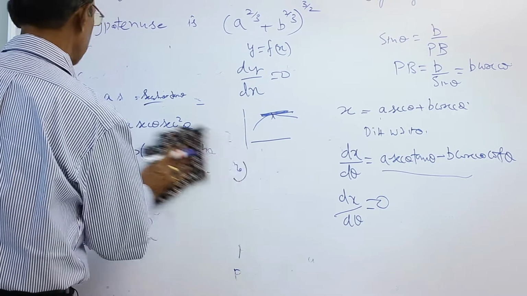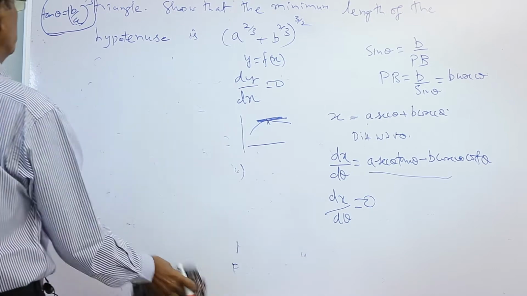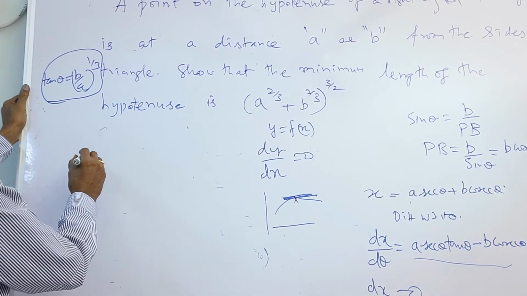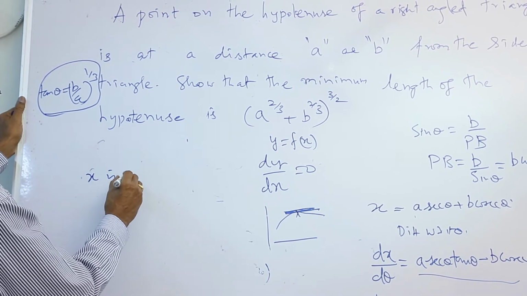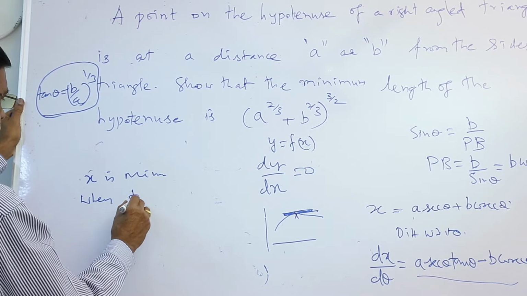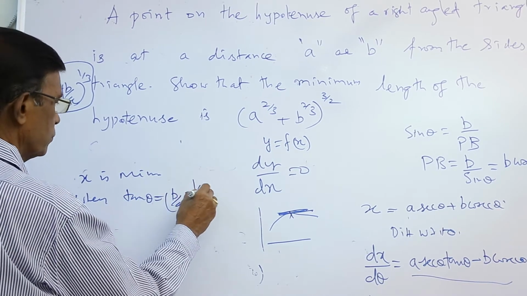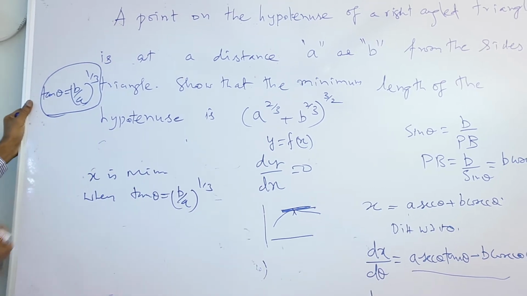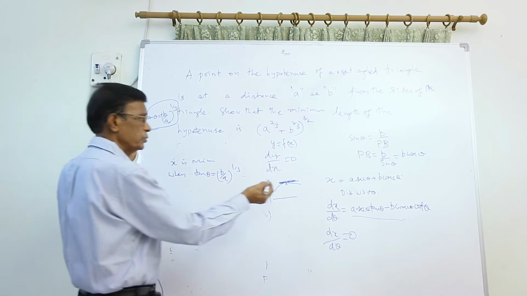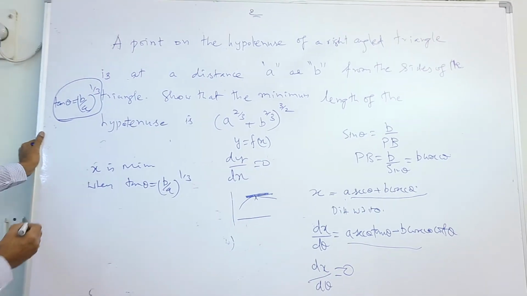So when tan theta is equal to b by a power 1 by 3, x is minimum. Now you have got everything in terms of tan theta. Now you have to find the values of secant theta, cosecant theta and substitute there.